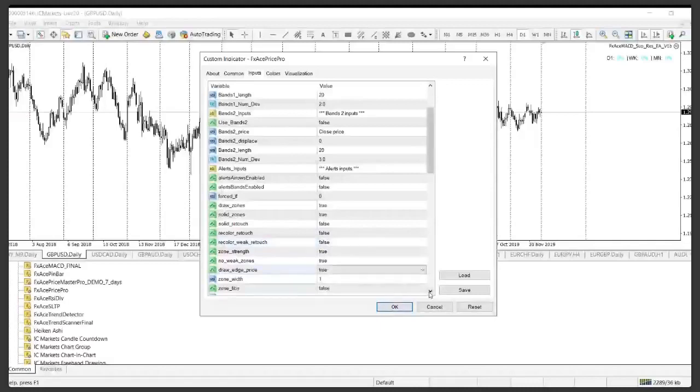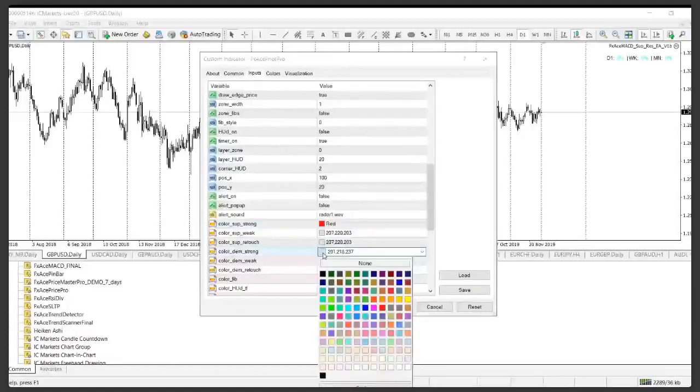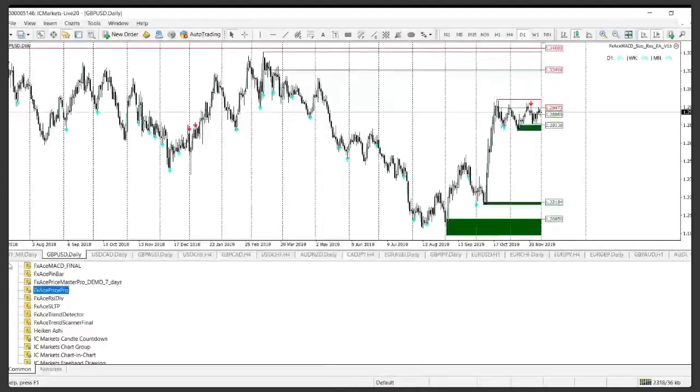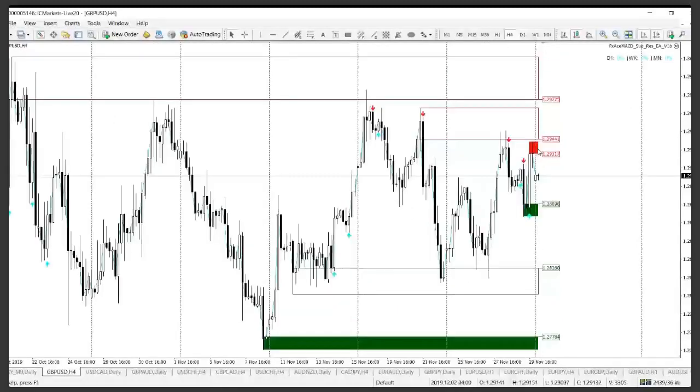Now I color code mine: for supply strong I'll have that at red, and for demand strong I'll have that at green, dark green or green. You can see automatically what comes up here are the strongest zones that we want to be trading at. For this kind of day trading method, you want to be trading these areas here, the untested areas. The stronger ones are the daily.